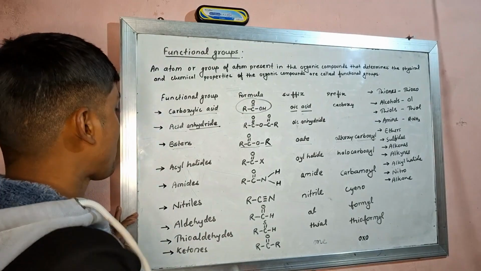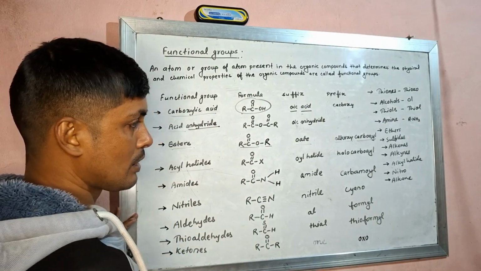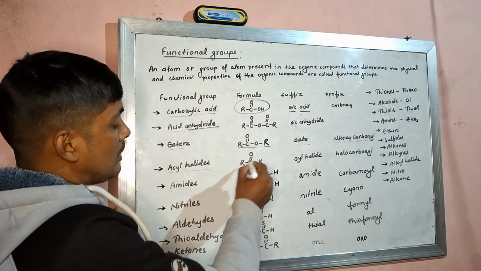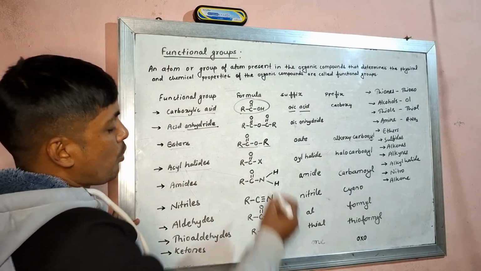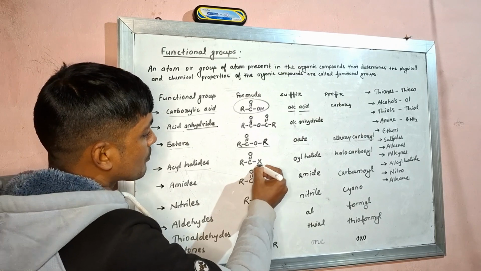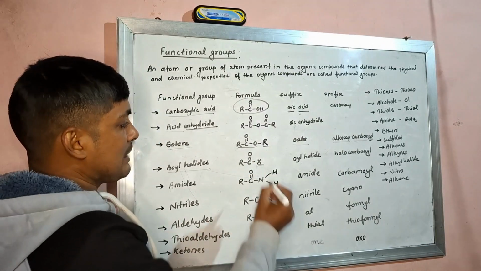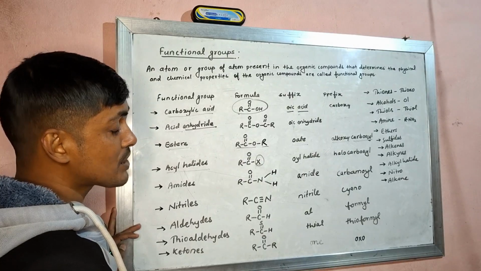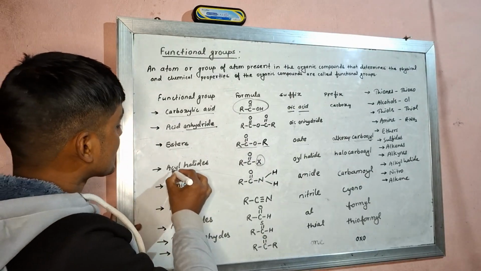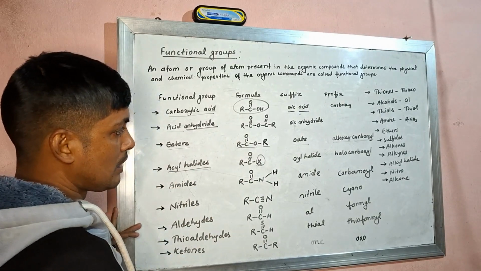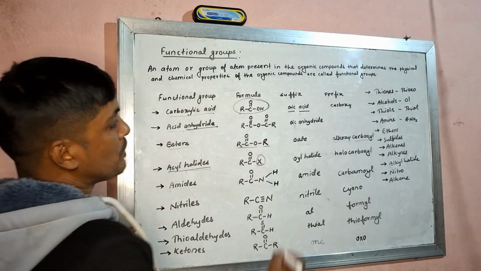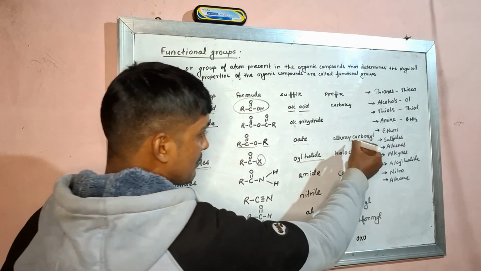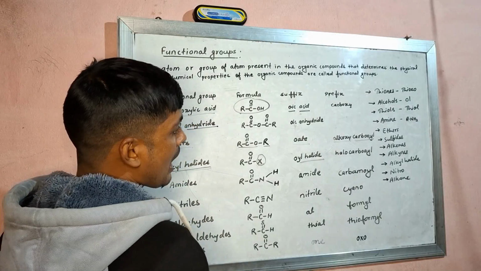Next one is acyl halide. This is also an acid derivative. By removing the OH group from carboxylic acid, if a halogen group is added, then such a functional group is called acyl halide. For the acyl halide, we have the suffix oyl halide and the prefix is halocarbonyl.